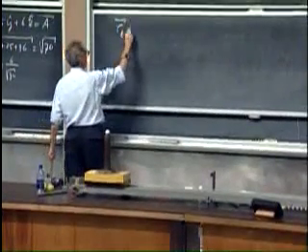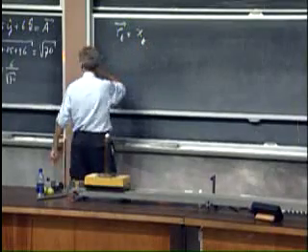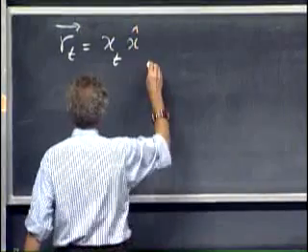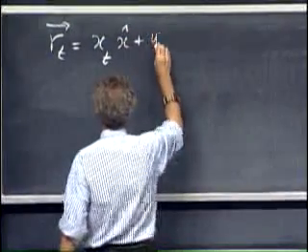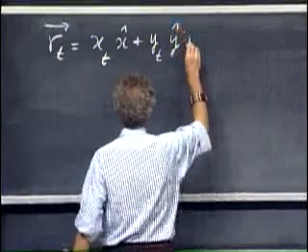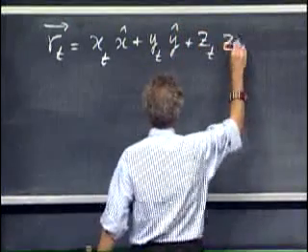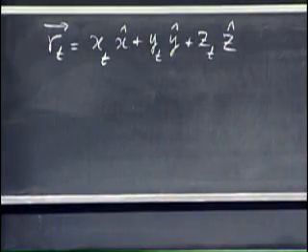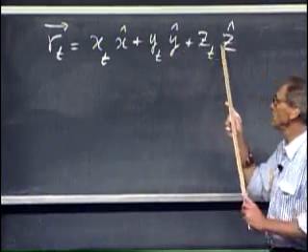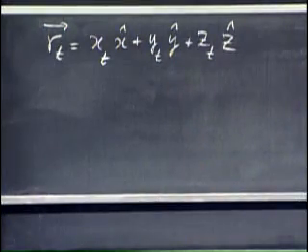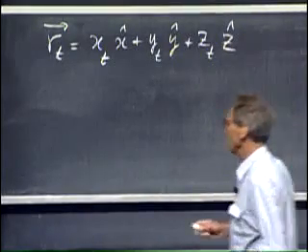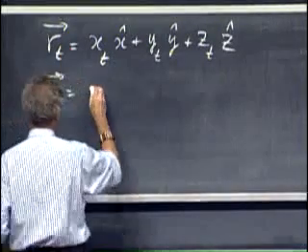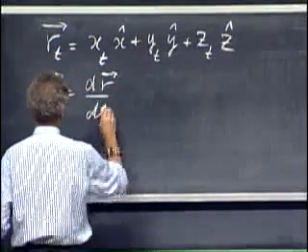r, which changes with time, is now x of t, which is the same as x there before, times x roof, plus y of t, y roof, plus z of t, z roof. I have decomposed my vector r into three independent vectors. Each one of those change with time. What is the velocity of this particle? Well, the velocity is the first derivative of the position. So that is dr/dt.